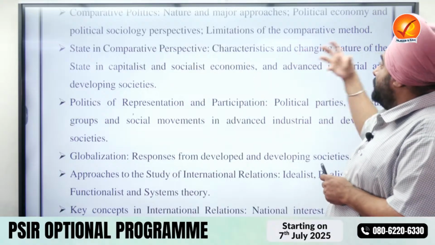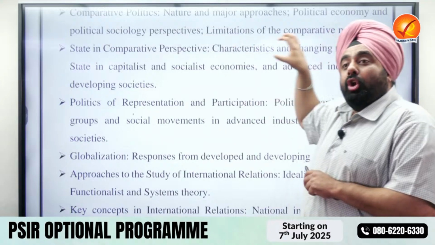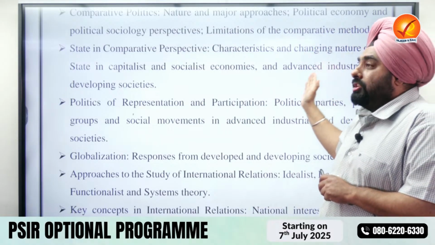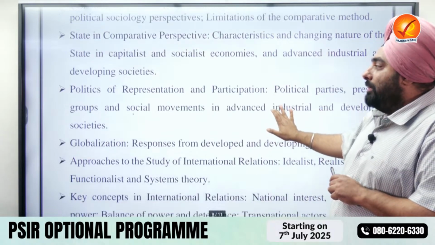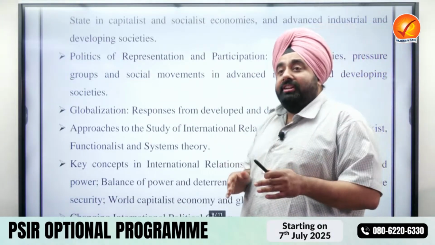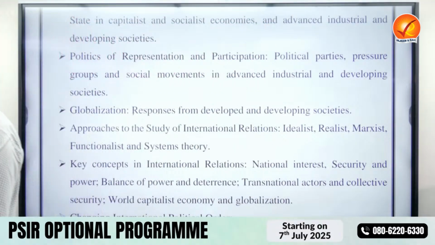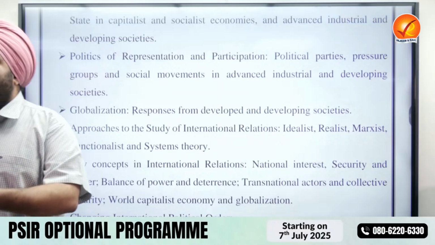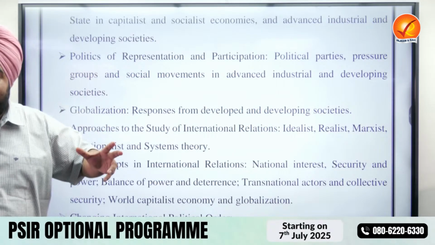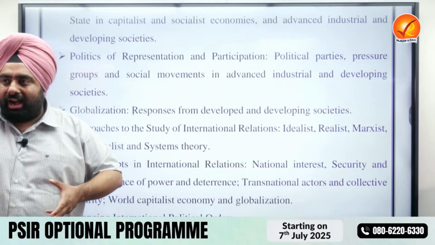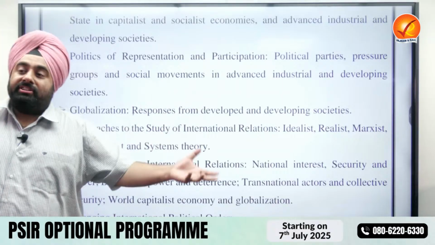So how has state formation happened in the world? In capitalist countries, socialist countries, communist countries, where the ideology is different, the state is also different, the nature of the state is also different. Then also the politics of representation and participation, especially in democratic countries, where people participate in policy making and decision making. So how do they do it? How are they able to do it? In that, we'll have to study the role of political parties, where we will compare what type of political parties exist in India and what type exist in other countries. Western world, India, comparison of political parties.